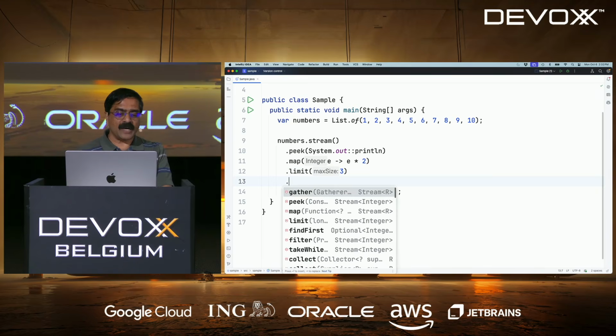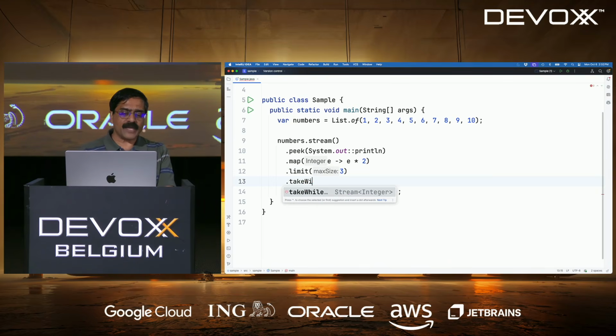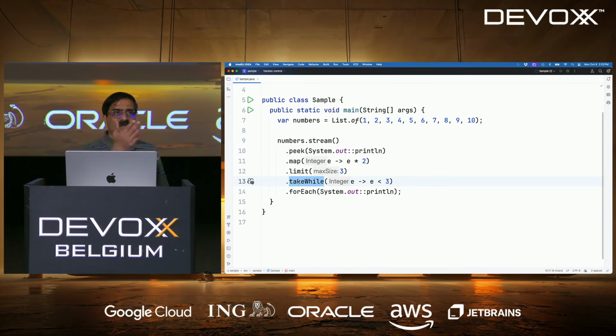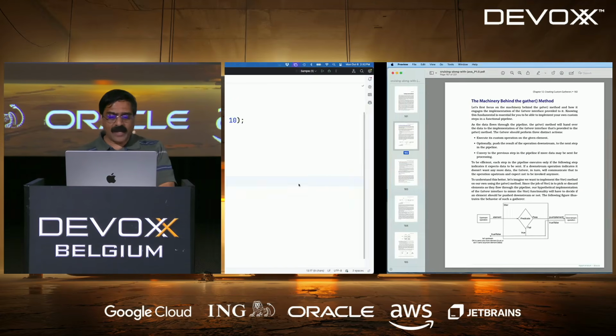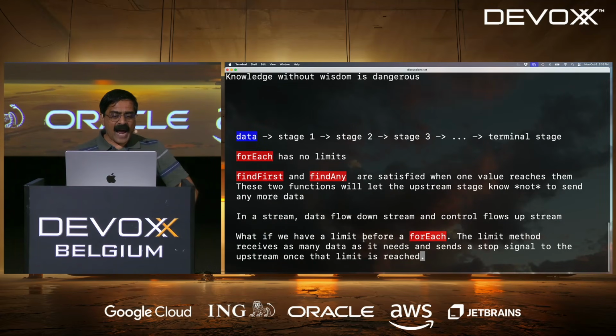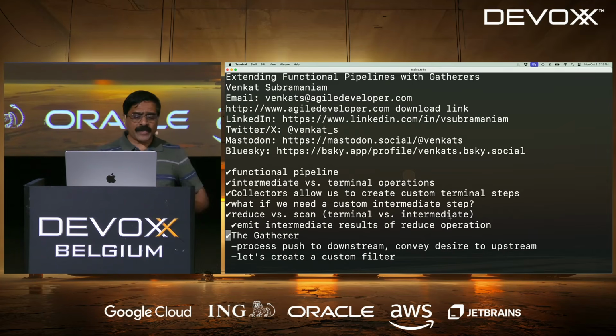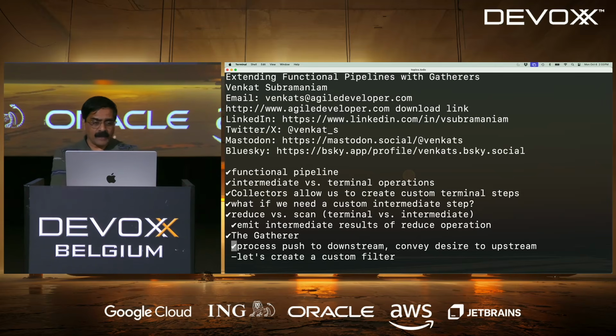Similarly, if you use a take while, and if you said take while, given an element is less than 3, what will take while do? It'll keep getting the values. The minute the value is more than or equal to 3, it sends a stop signal to the upstream. So the concept we need to keep in mind is that the data flows downstream, control flows upstream. So that is something we need to keep in our mind. Great. So now that we saw all of that, let's talk about how this can be implemented.